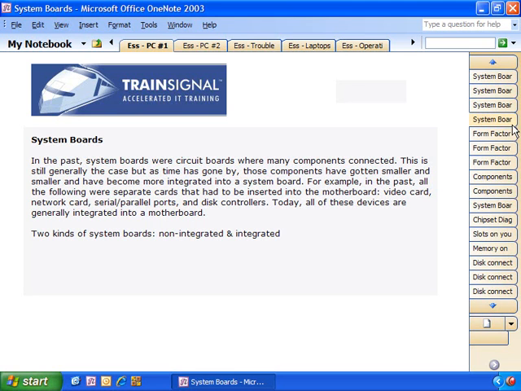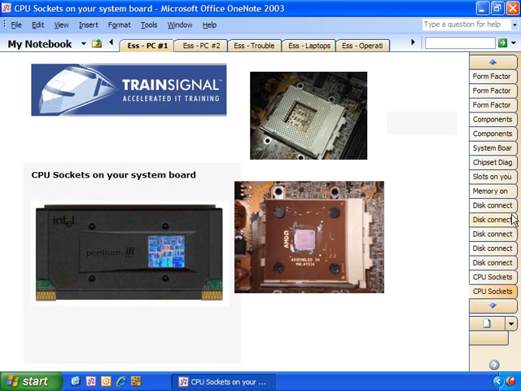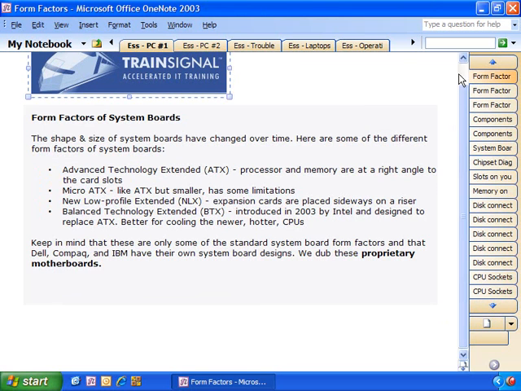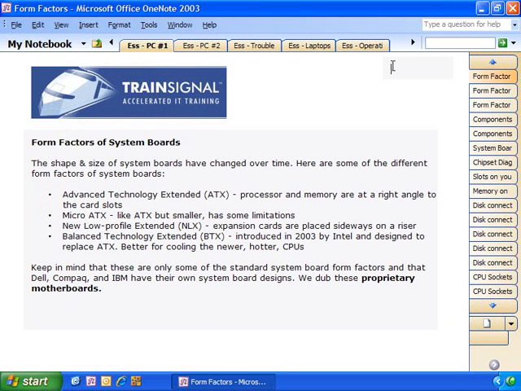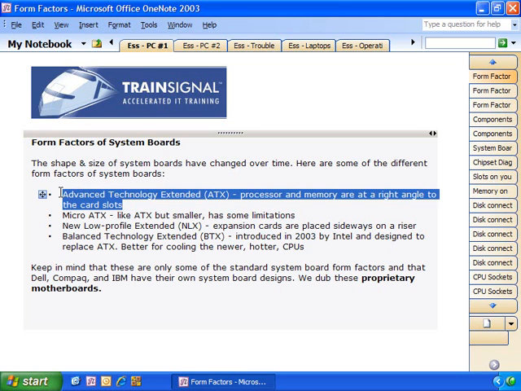All right, now let's move on and talk about form factor. I'm going to scroll down our slides here a little bit, and we'll start off with form factor of system boards. Now, the size and the shape of the system boards have changed over time, so these motherboards again have gotten smaller and smaller. And over time, there's been different standards of motherboards. Different manufacturers of the boards and the chip manufacturers come up with these standards.